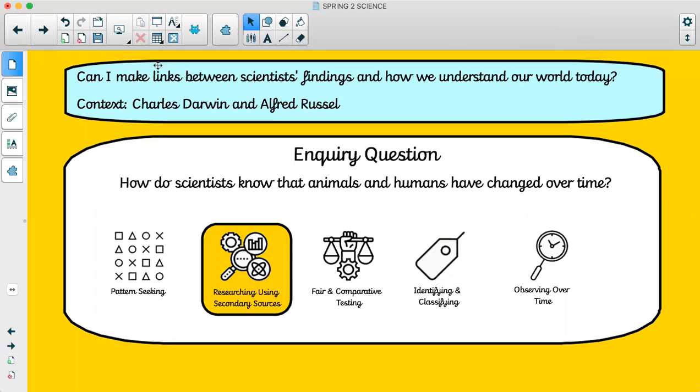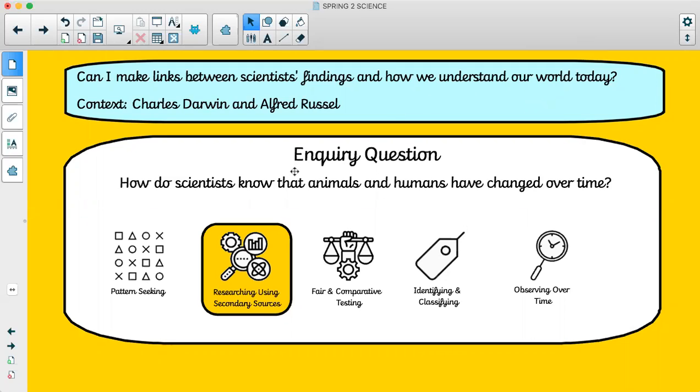So if we're making links, we're looking for similarities and differences. It also requires us to be resourceful and reflect back on what we've read and understood about the two scientists, their findings and discoveries, piecing together those similarities and differences, and thinking how did their findings, their scientific studies, affect us in our world today? Without them, where would we be?